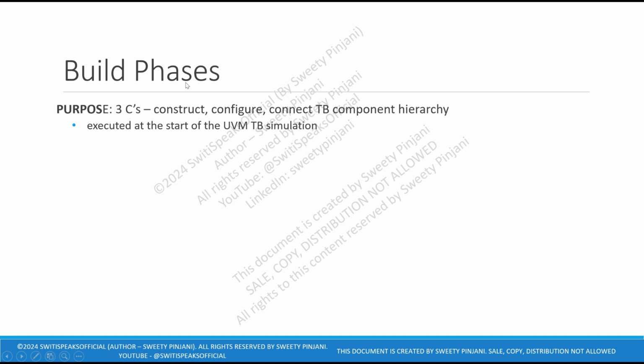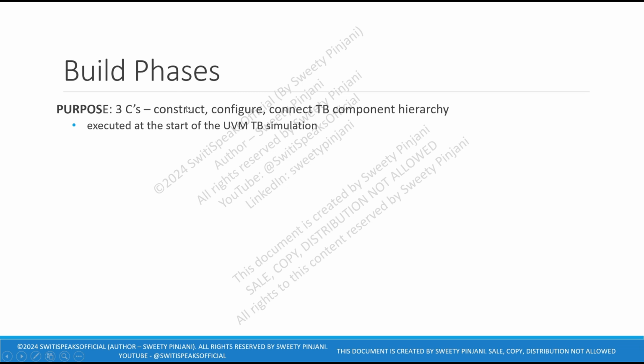Now let's move further. We will see each phase in detail. Build phase. If you remember, I told you build. The name itself says we are building something. What will we build in UVM? We will build the UVM test bench. Build and configure. Here you can remember it in the form of three C's: construct, configure, connect. Remember it like this, three C's. This is what happens in the build phase.